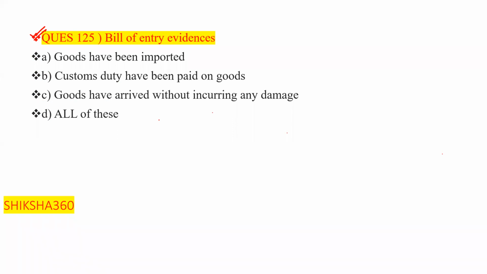The first is that goods have been imported. Yes, this one is correct. Customs duty has been paid on the goods. This one is also correct. Goods have arrived without incurring any damage. So all three are evidenced by the bill of entry. All these points are to be mentioned there. So the answer is all of the above, or all of these.